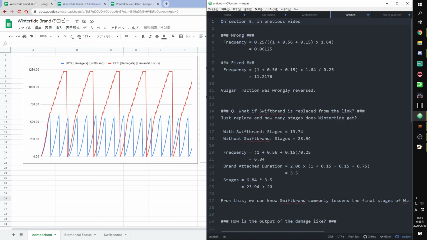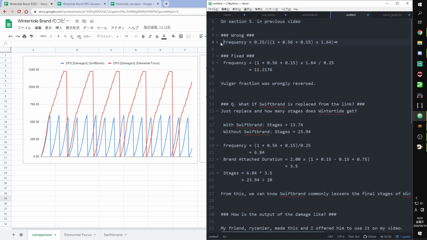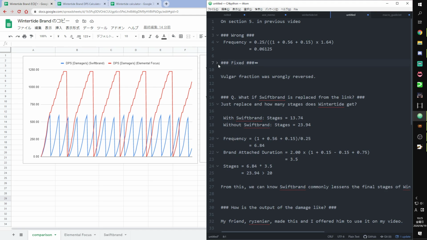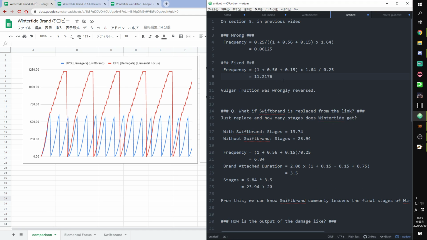One thing I was wrong about is in section 5, the frequency section. I wrote it like this, but the true one is here. I wrongly reversed the fraction. So this one is true. Frequency is 11.2176.